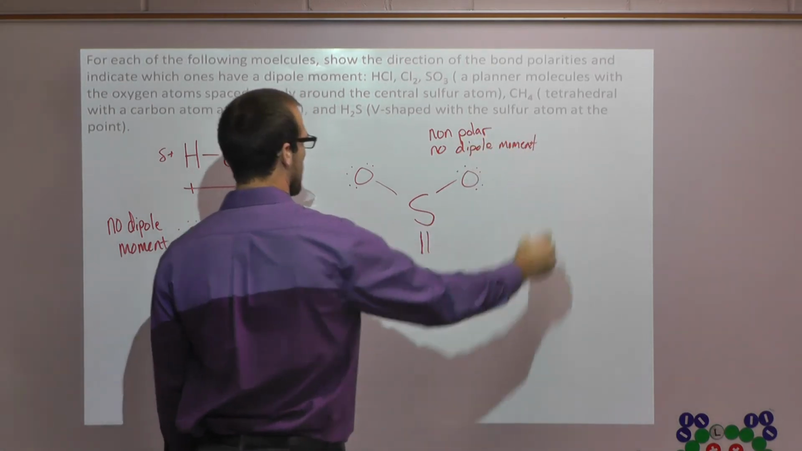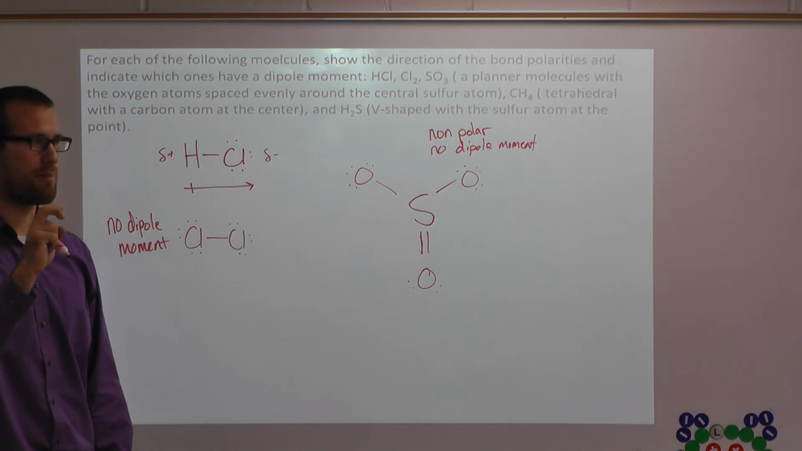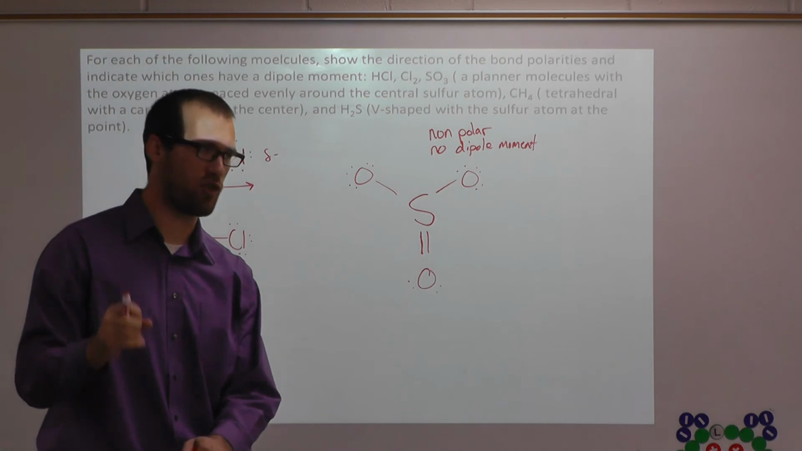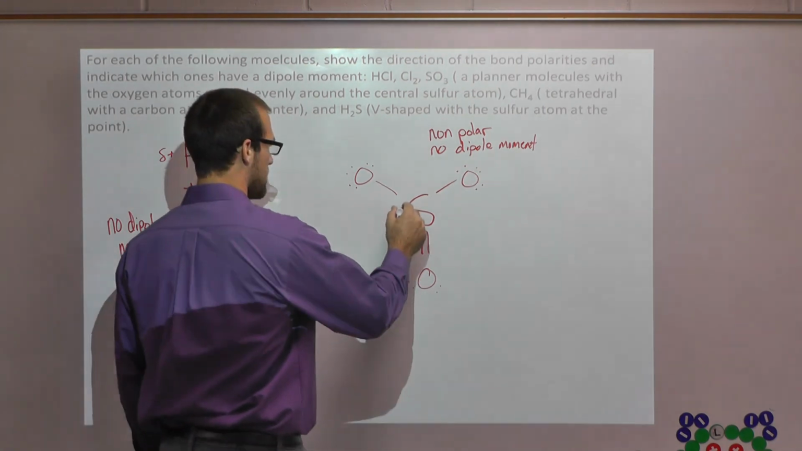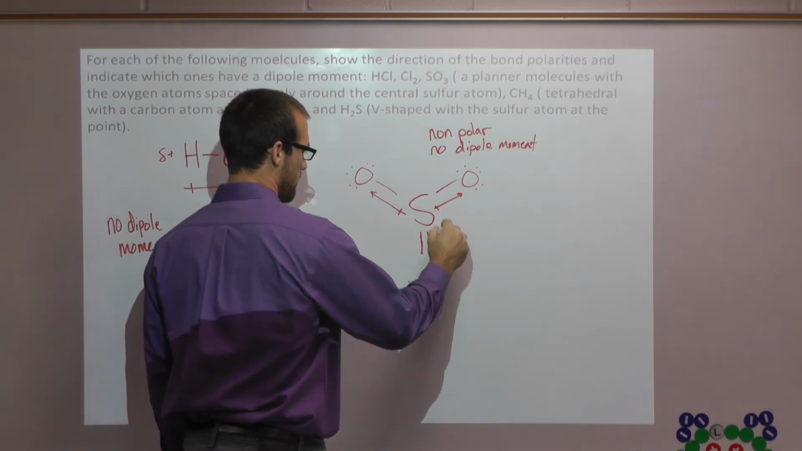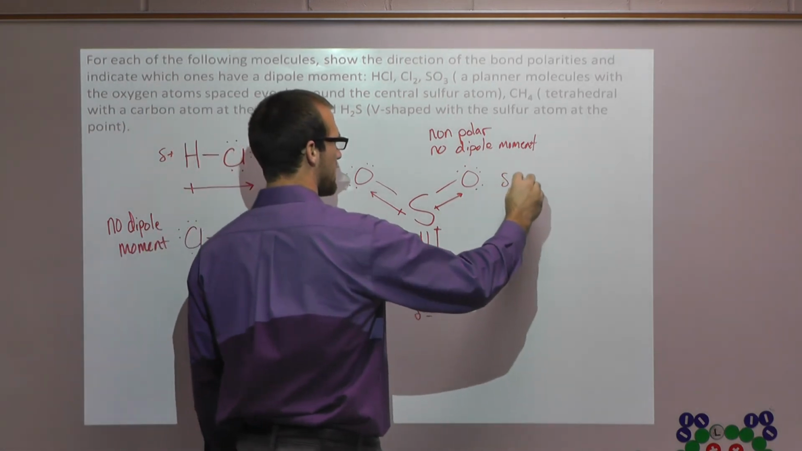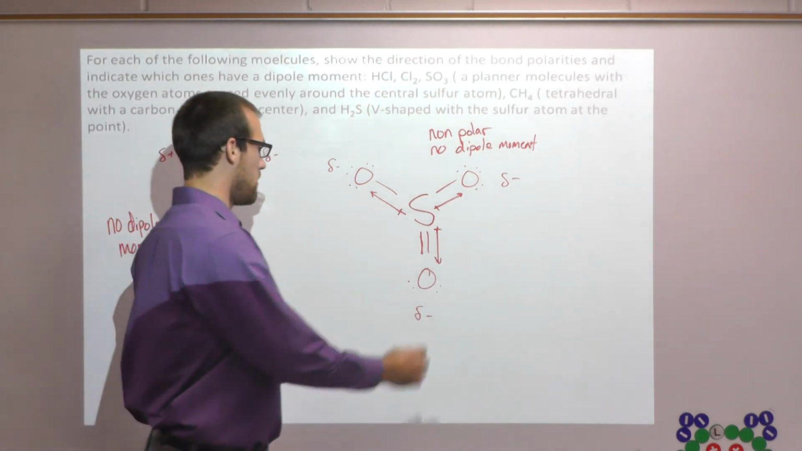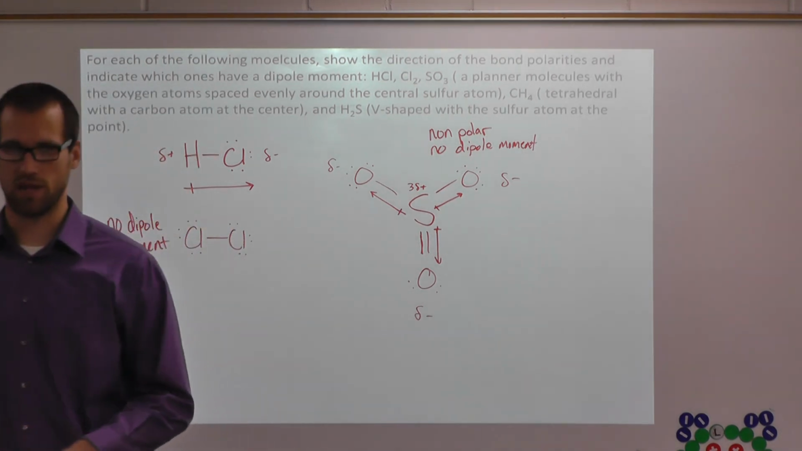But notice, each bond is a polar bond. So if I were to show the dipole moment, I know you technically don't show dipole moments for the bonds. Dipole moment is specifically for the whole molecule. But if I were to show a dipole moment for the bonds, they would look like this. Which means this is going to be negative, that's going to be negative, that's going to be negative. And where's the positive region of this guy? Right in the middle. Okay, still nonpolar.